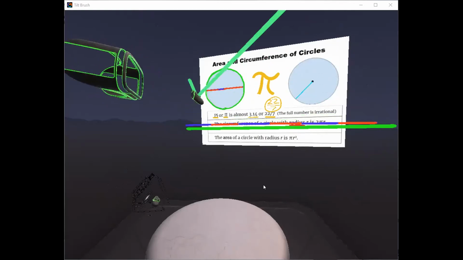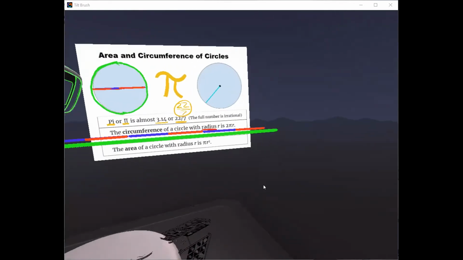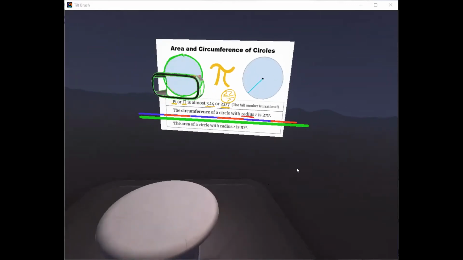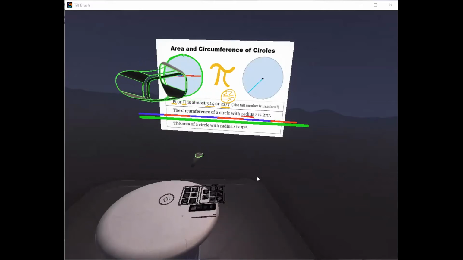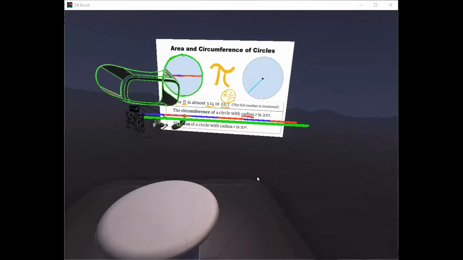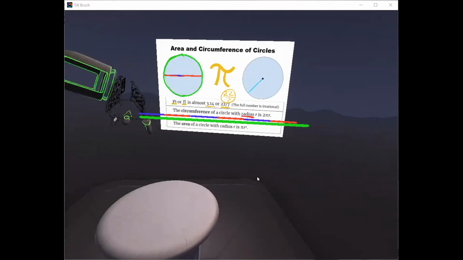So this one is my practice one. Let me move so you can see. Okay, so what you should be seeing here is, if I had unfurled this green line, this is how long it would be, this green line here. And that's the circumference, right?